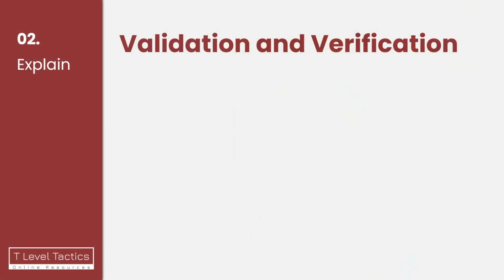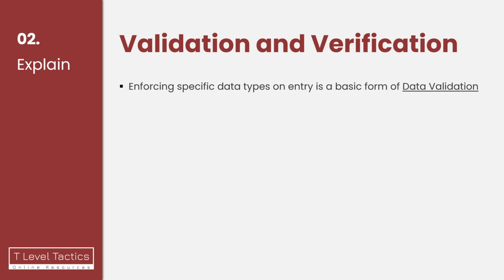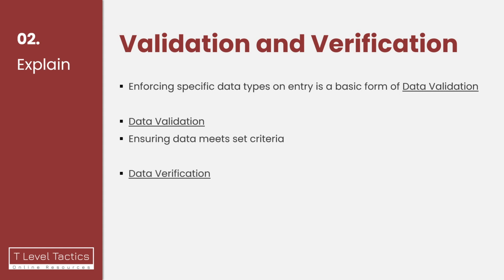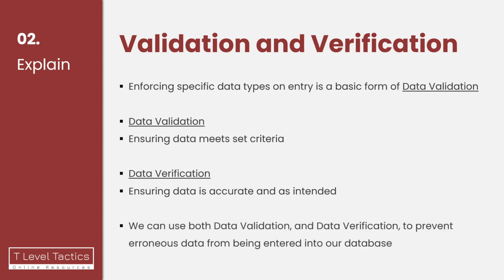Enforcing specific data types on entry is a basic form of data validation. Data validation is ensuring data meets a set of criteria you've put out. But data verification is slightly different. Data verification is ensuring the data is accurate and as intended. And we can use both data validation and data verification to prevent erroneous data from being entered into our database.